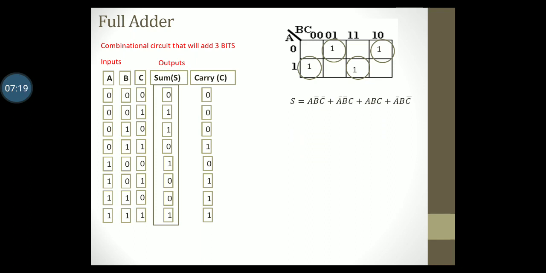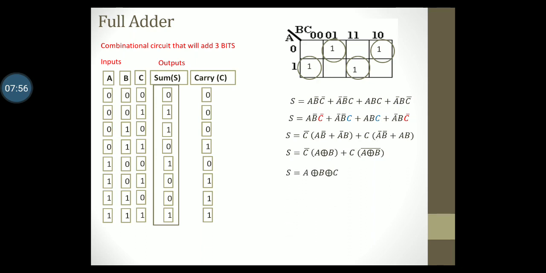Now if we rearrange the terms slightly, for example, remove C bar common from 2 terms and remove C common from the other 2 terms, we can get the equation as follows. Now you can replace A B bar plus A bar B with A XOR B, and AB plus A bar B bar with A XOR B the whole bar. This whole equation then becomes of the form A XOR B XOR C.